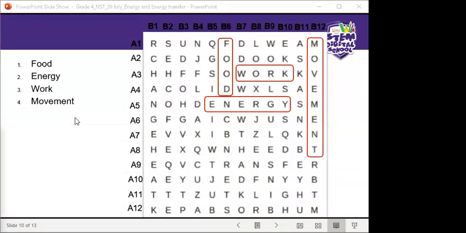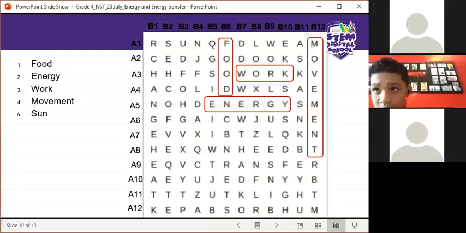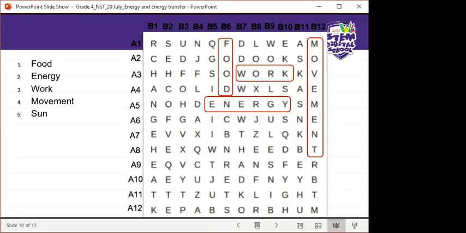Okay, next word. Sun. Where do we find sun? Okay, Zoe, I see your hand is up. Talk to me. The word sun is by A1 to B4. A1 to B4. And what is a sun? A sun is a star. All right, so it is a star and it gives us sunlight energy. All right, beautiful. Thank you very much, Zoe. Okay, so there we have sun.